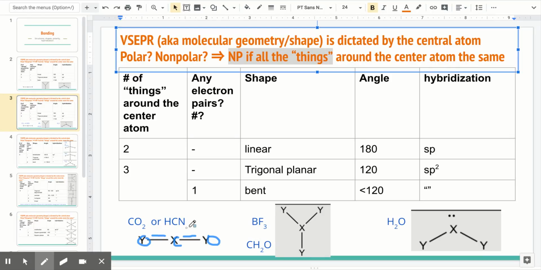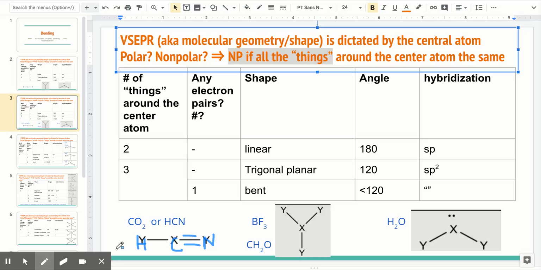Yes, they're both oxygens. So that would make CO2 nonpolar. Now our other example where we have H, C, and then N, let's look at this. And again, this is technically a triple bond.